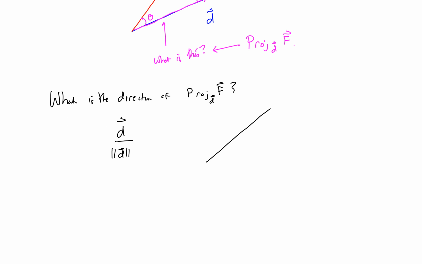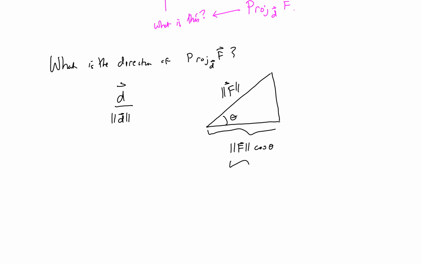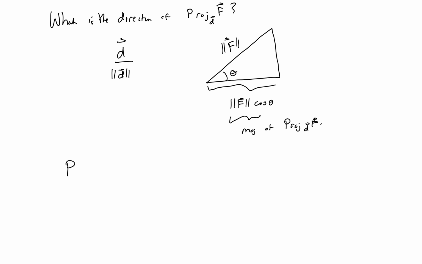And now if I'm thinking of this in terms of a triangle, this is theta, this would be the magnitude of F, and so this side here would be magnitude of F cosine theta. So that should be the magnitude of the projection vector. So our projection vector then, of course, is just the direction times the magnitude. So we just figured out what that is. This is the magnitude of F cosine theta, and then the direction is the direction of our displacement vector.